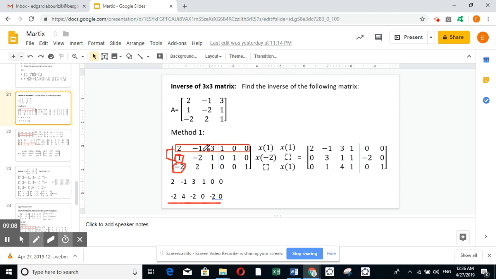2 minus 2, 0, minus 1 plus 2 is 1, 3 plus 1 is 4, 1 plus 0 is 0, 0 plus 0. So here the vertical line, sorry. 0 plus 0 is 0, 0 plus 1 is 1. Now what do we do? We take this one to be the fixed one, because here you have 0 in the second one. So here I must get a 0, here I must get a 0.